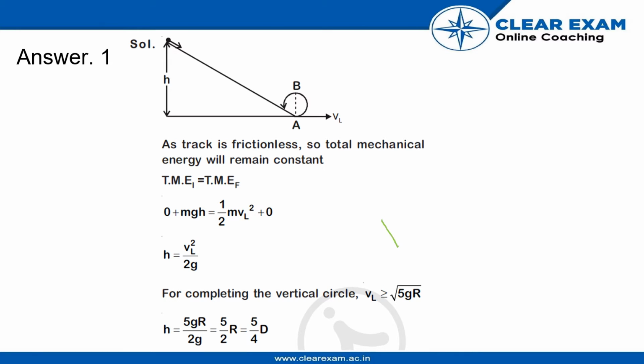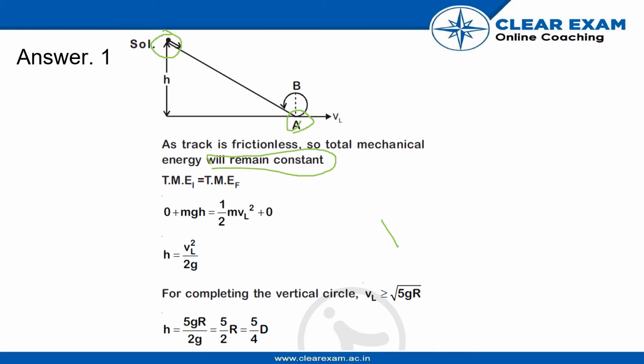What we are going to do now is equate the energies at both points, first at point 1 and then at point 2. We'll use the law of energy. Since it is given in the question that the track is frictionless, there is no friction here, so the total mechanical energy remains constant. So we'll equate energies.